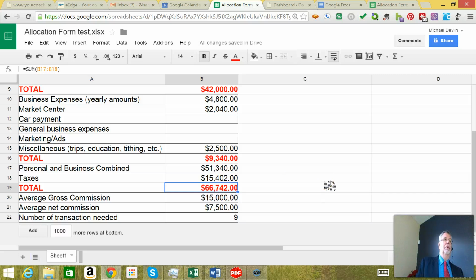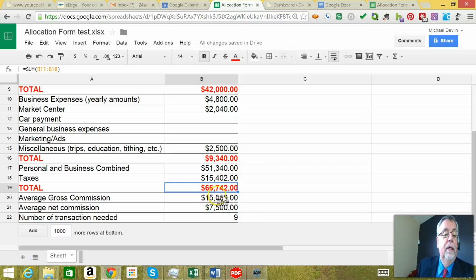As a tax, if you don't know what your tax bracket is, 30% would be conservative. If you're making a lot of money, 40% would be something. If you're not making very much money, 25% might work, but this is 30%. So that would mean $51,000 in expenses and $15,000 in taxes, which would mean you would need $66,742 to reach that amount.